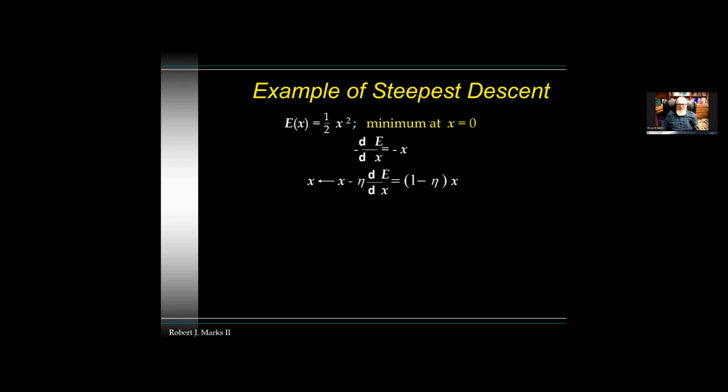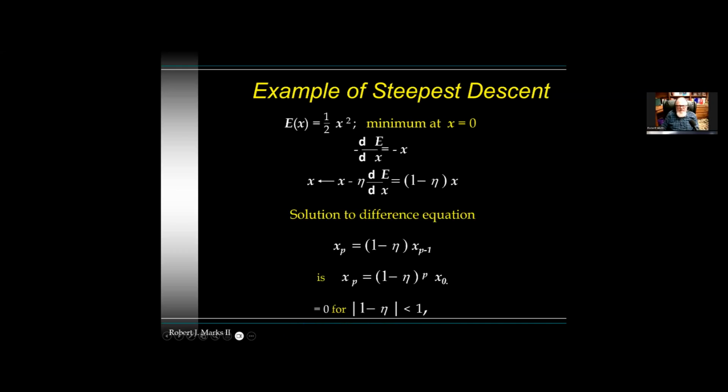And so if we do that, since dE/dx is equal to x, it turns out to be 1 minus eta times x. So this is your steepest descent. You're at x, and then you take 1 minus eta times x as your next step because that's the way it is downhill. So this actually gives us a difference equation. We all have studied difference equations in digital signal processing. The difference equation is that the new value is equal to 1 minus eta times the old value.